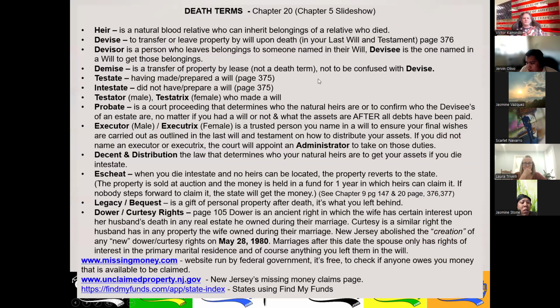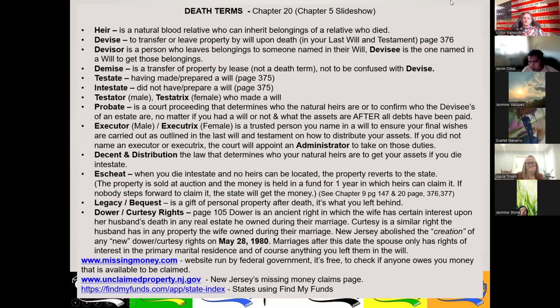Death terms. So we're going to go over these in chapter 20, even though this is on the chapter 5 slideshow here. I put this together for you. What is an heir? It's a natural blood relative who can inherit belongings of a relative who died. I say natural blood relative. They're your true blood relatives. They were not people who were adopted or foster children or anything like that. They're by blood. Okay.